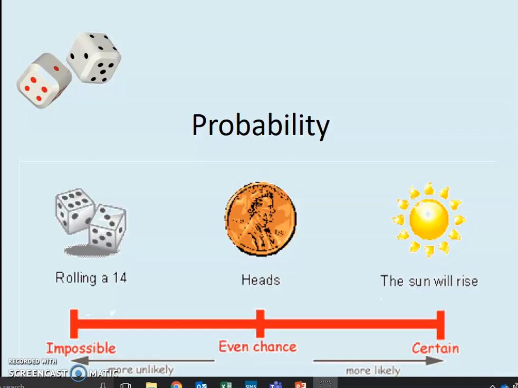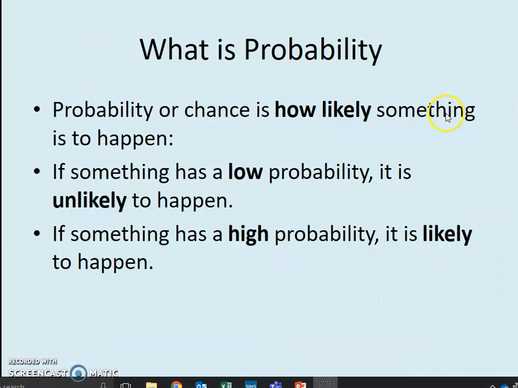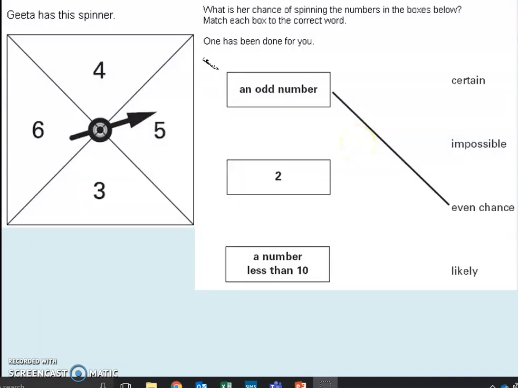Probability can be expressed in percentages, decimals, or even using probability words. We will be discussing all these in detail in this video. Forgot to say one thing, it can be represented as fractions also. So, probability or chance is how likely something is to happen. If something has a low probability or a very less chance of it to happen, we say it is unlikely to happen. And if something has a high probability, we say it is likely to happen.